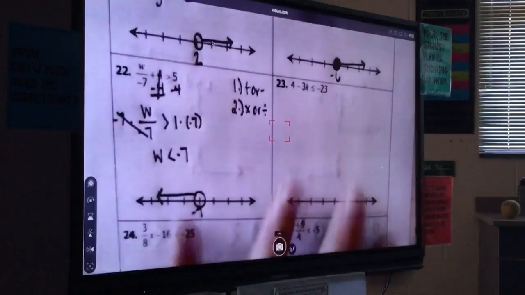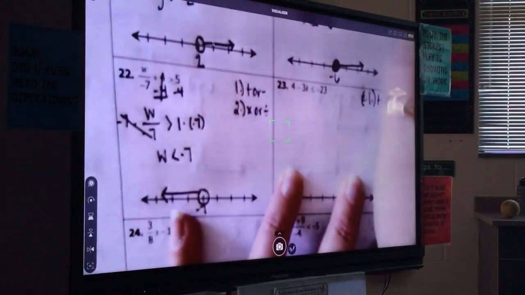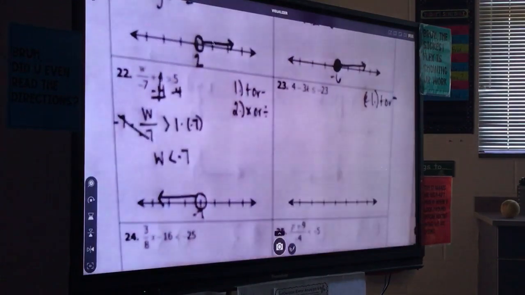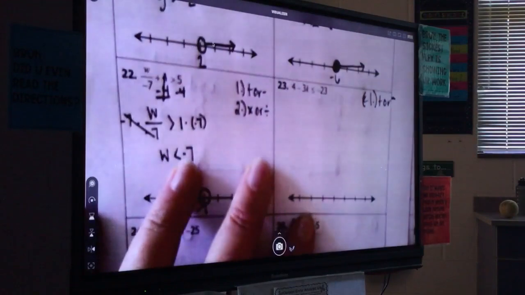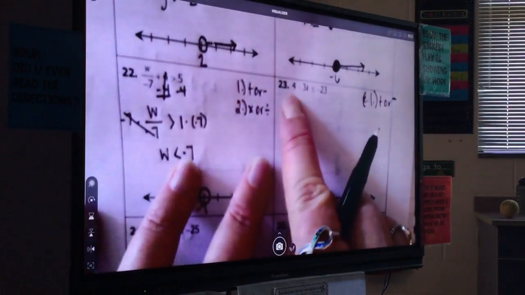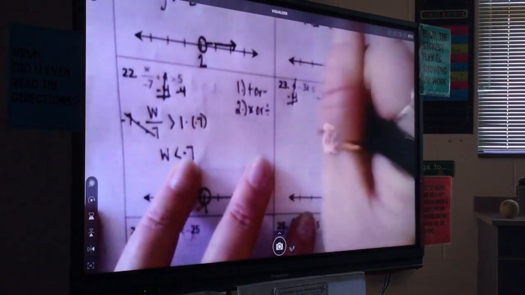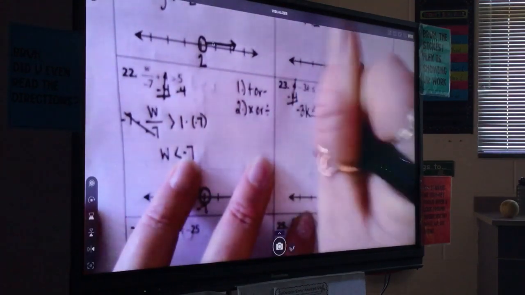All right, so looking at number 23. Looking for adding or subtracting to start with. What am I going to add or subtract here? Jeffrey? Add 4 or... Because what, is this a positive or negative 4? So then what do we have to do? So I'm going to take 4 away from both sides. So this becomes -3k is less than or equal to -27.